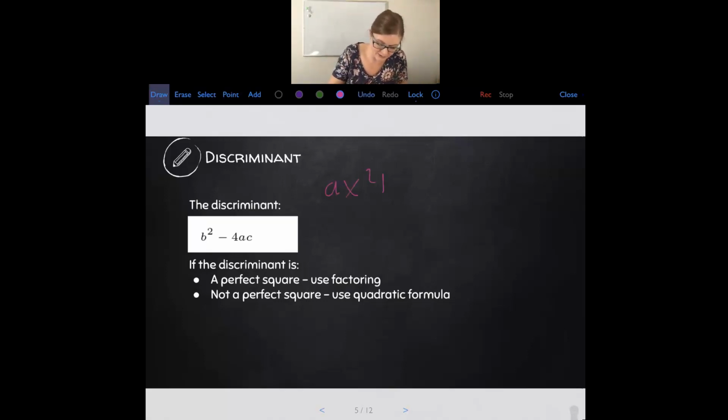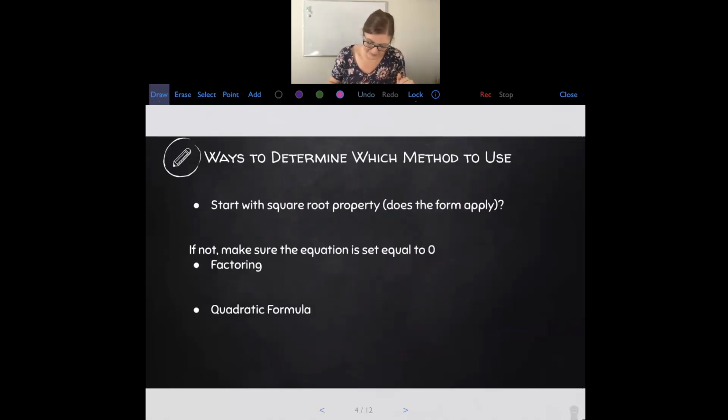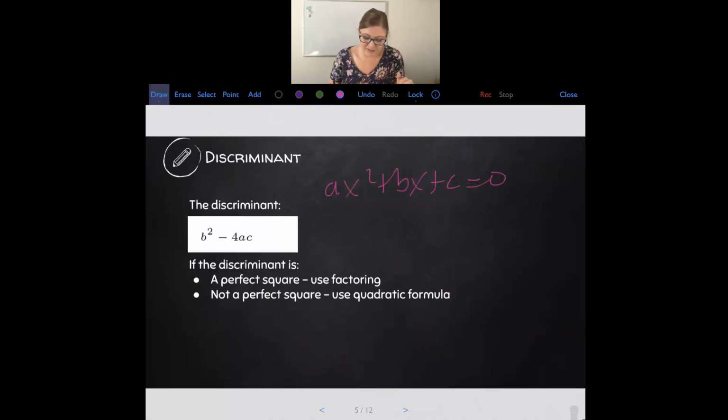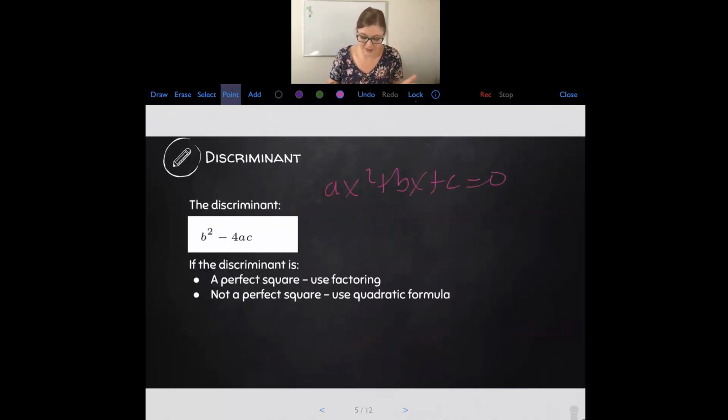So again, we're still talking about when it's set equal to 0 to be able to identify a, b, and c. This is connected to the quadratic formula. It is the term that is under the root. Okay, and so if the discriminant is a perfect square, use factoring. That means that if you have a perfect square under the square root, you're going to get a whole number or an integer, and then that'll tell you that it could have been factored. Okay, if it's not a perfect square, then you can use the quadratic formula.